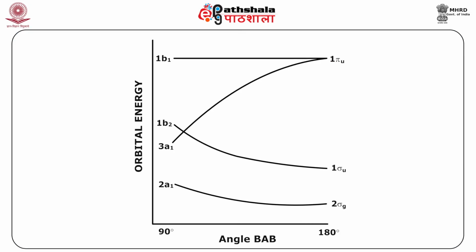Now, this Walsh diagram is also given in the figure. As you can see, this figure represents the empirical angular correlation diagram for a general AB2 system. The geometry of various molecules of a given family can be easily predicted on the basis of the occupancy of molecular orbitals in a particular electronic state.